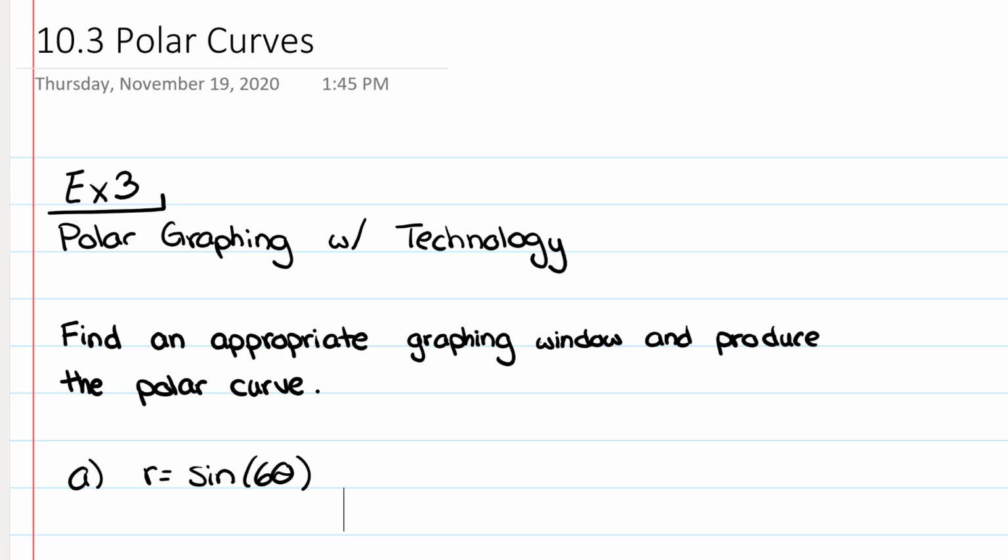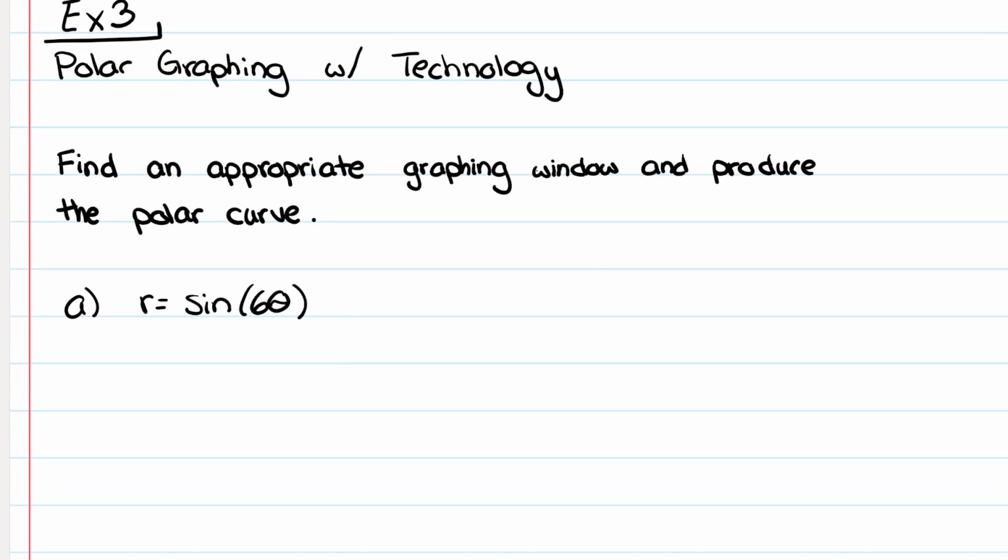So the first graph we're going to start with is r equals sine of 6 theta. When determining a window that we're going to use, we want to look at what the function is. I know here we have sine, and I know sine of theta is always less than 1. So that means that my window is probably going to be good being between -1 and 1. And if I need to zoom out, I zoom out, not that big of a deal. So let's go ahead and graph it.